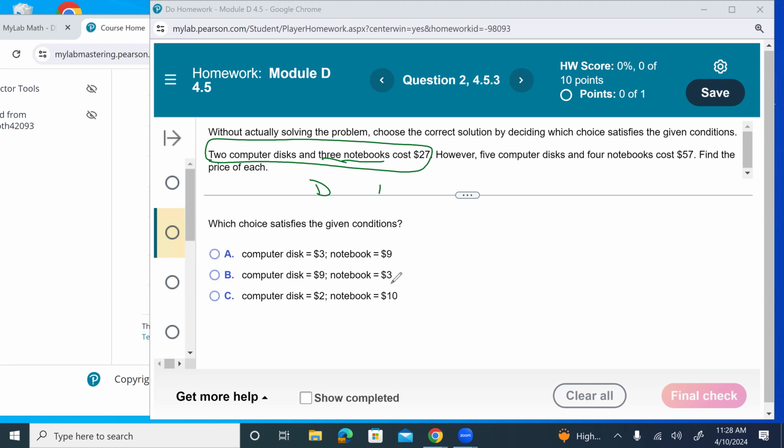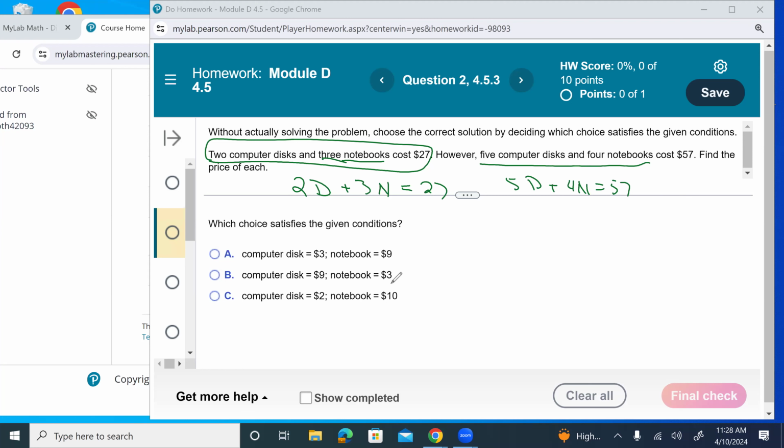N. Okay, now this is what we do in real life. We don't always use X and always use Y. We use D for disk, N for notebook. So when we get to the end, we know we get D equals this. We don't have to figure out, is that a notebook or a disk? So 2D plus 3N has to equal how much? 27. And then 5D plus 4N equals 57. And then there's my 2 equations that I have to solve.